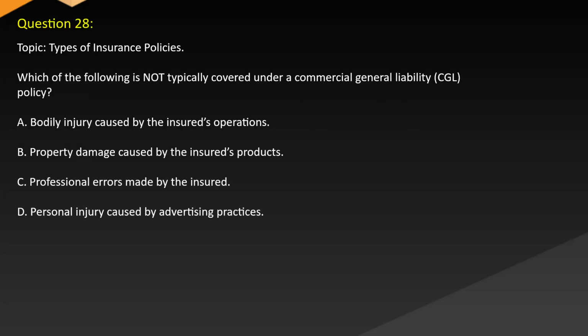Question 28. Topic: Types of insurance policies. Which of the following is not typically covered under a commercial general liability (CGL) policy? A. Bodily injury caused by the insured's operations. B. Property damage caused by the insured's products. C. Professional errors made by the insured. D. Personal injury caused by advertising practices.